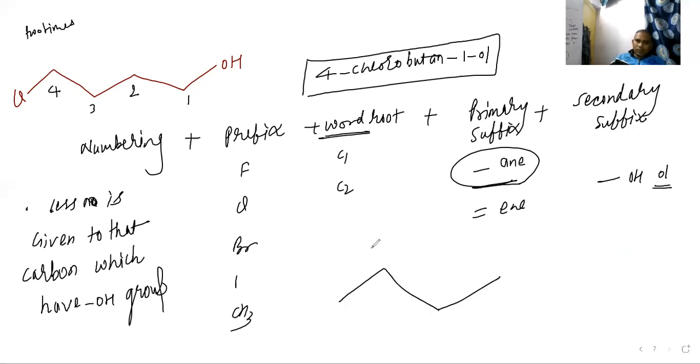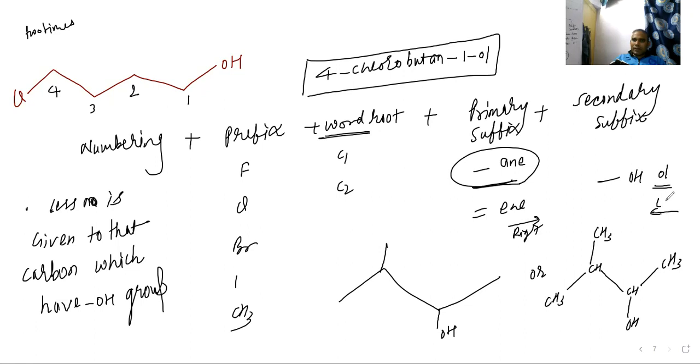You write down this one. Here is the CH3 group, and here is the OH. Here is the CH3, then it will be CH, here is CH3, then here is CH. Downside, that is OH. Here is CH3. Tell me, which direction do we have to number? From the right side or from the left side?